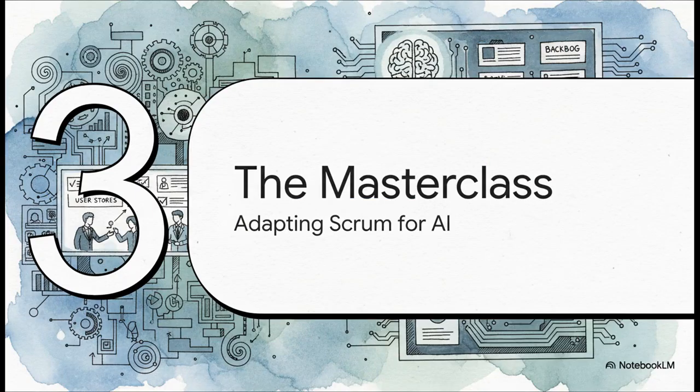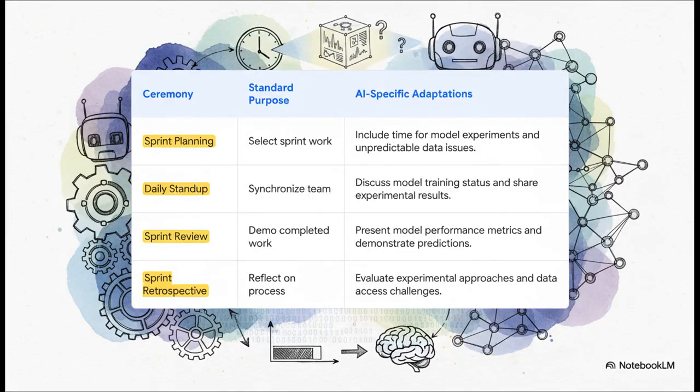Okay, but here's where it gets really interesting. This is the masterclass. The real power of using Scrum for AI isn't just about blindly following that playbook. It's all about how you adapt it to handle the very unique challenges that AI projects throw at you. And this table just lays it out perfectly. Look at sprint planning, for example. A normal team might commit to building features, but an AI team? They have to explicitly set aside time for experiments, because you just don't know what you'll find.